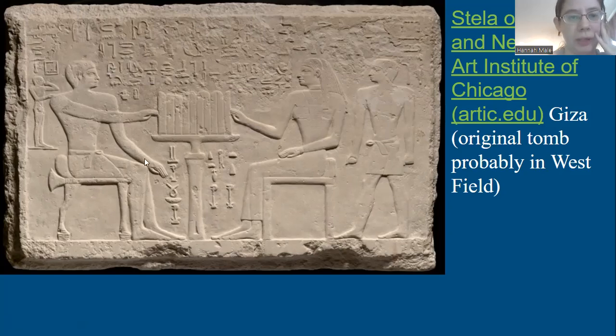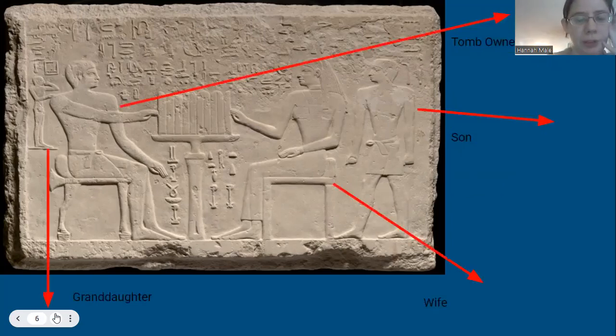And so here you see the couple, and there'd be an offering table, and then their names are here as well. So the Egyptians were big believers in the importance of names, and names having power. So if you knew the name of something or someone, you had power over him or her, and as long as their name was known, you would not be forgotten. So this is the tomb owner.